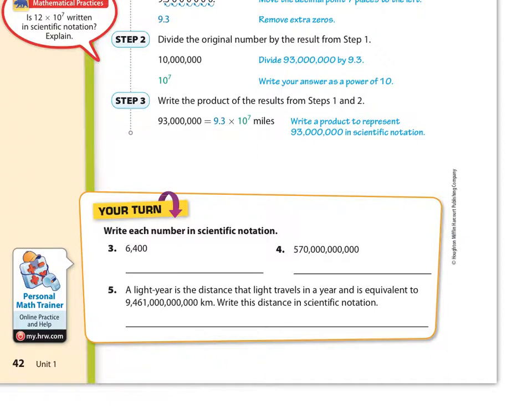Number 3 is 6.4 times 10 to the 3rd. Let me actually show you the decimal point being moved. So if the decimal point is right after the ones place, then I'm moving it over 3 times to get 6.4. That's my number that's between 1 and 10. And since I had to move it 3 times, it's 10 to the 3rd.